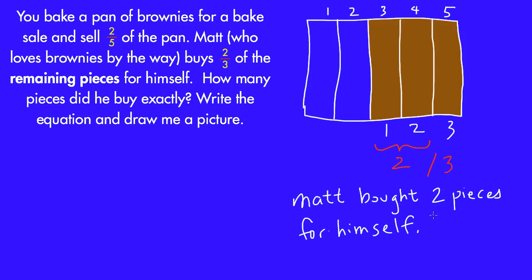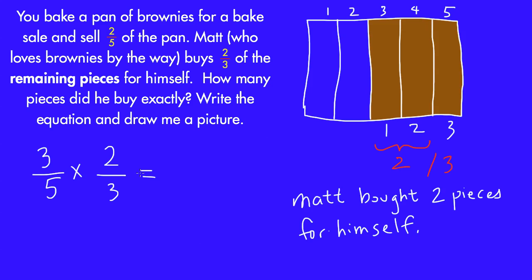But again, we're trying to think of this in terms of multiplication. This is a good way to visualize it, but how do we write the computation? Well, that's pretty basic. Since I am dealing with 3/5 of the pan, that's the number we start with. I have 3/5 of the pan, and I'm going to buy 2/3 of the remaining pieces, so 2/3 of the 3/5 of the pan that's left.